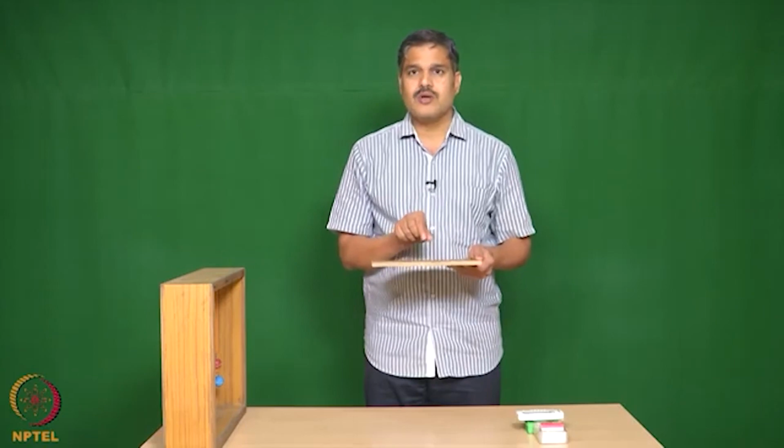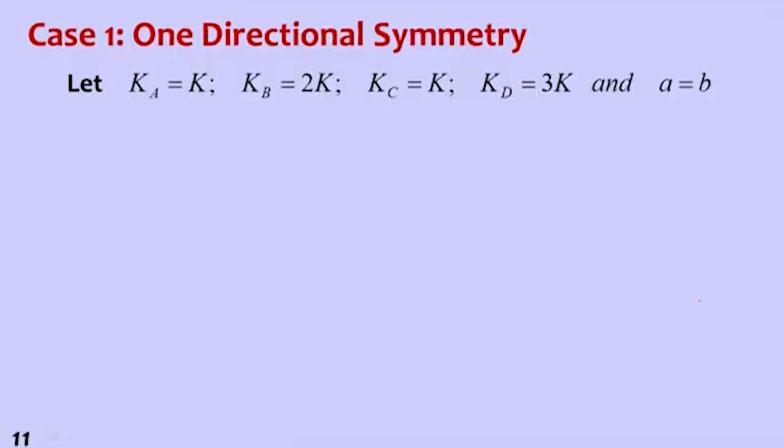So, we need, as far as possible, to maintain the center of mass and center of stiffness in close proximity. So, let us solve one problem where one directional symmetry is there. Ka is equal to K, Kb is equal to 2K, Kc is equal to K, Kd is equal to 3K. So, the problem is given in this form.